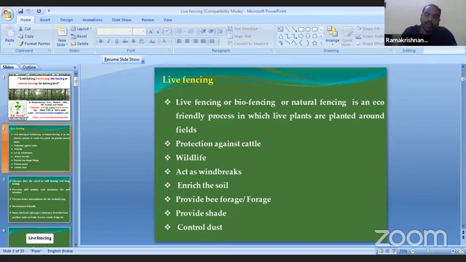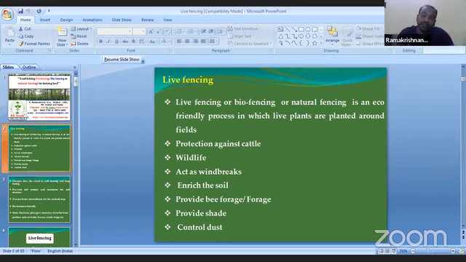Second thing, wildlife. Suppose our field is in a wildlife area, so wild animals can easily come to our farming land. So we protect against the wild animals.